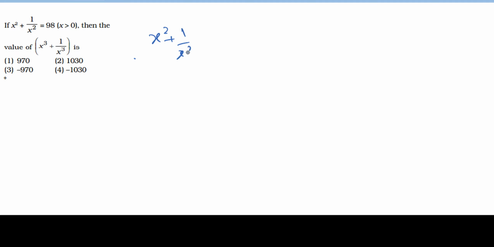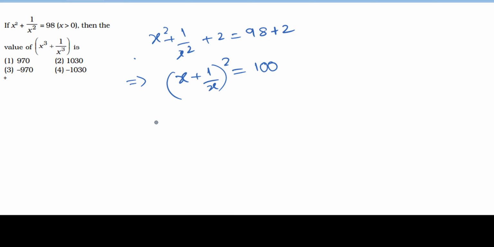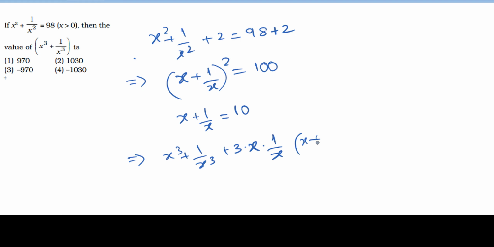So by adding 2 we can get (x plus 1 by x) whole square, right? (x plus 1 by x) whole square is 100. So x plus 1 by x becomes 10. Now let's cube it. Then what it becomes? x cube plus 1 by x cube plus 3 into x into 1 by x into (x plus 1 by x) equal to 10 cube, 1000.